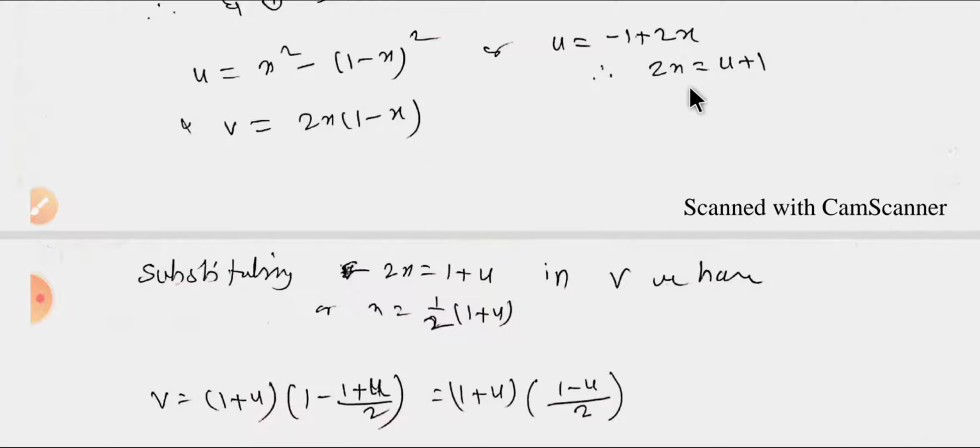So by simplification we get x equal to (u plus 1) by 2. So therefore 2x equal to 1 plus u, or x equal to 1 by 2 (u plus 1). So therefore v equal to, here we substitute 2x equal to nothing but 1 plus u, and x is equal to, here we substitute, 1 minus (1 plus u) by 2. So by simplification, 1 plus u, 1 minus u by 2.